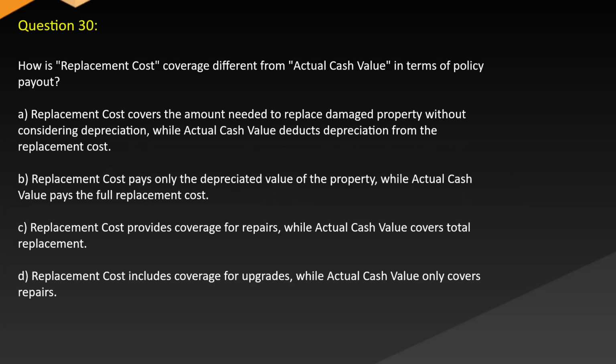Question 30. How is replacement cost coverage different from actual cash value in terms of policy payout? A. Replacement cost covers the amount needed to replace damaged property without considering depreciation, while actual cash value deducts depreciation from the replacement cost. B. Replacement cost pays only the depreciated value of the property, while actual cash value pays the full replacement cost. C. Replacement cost provides coverage for repairs, while actual cash value covers total replacement. D. Replacement cost includes coverage for upgrades, while actual cash value only covers repairs.